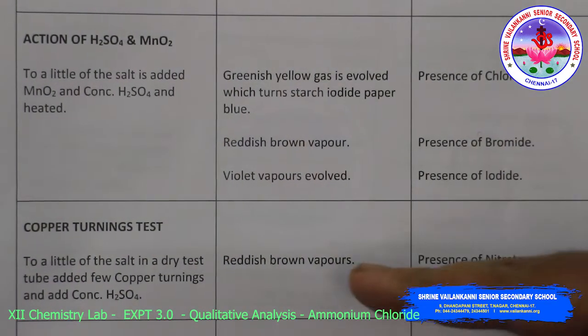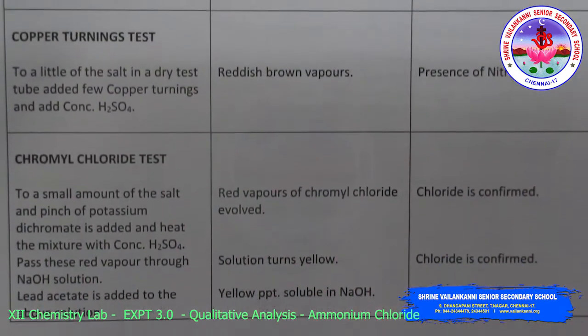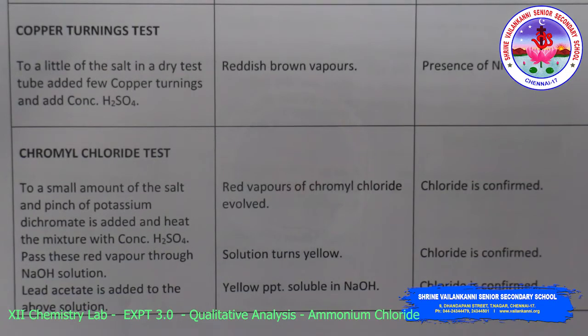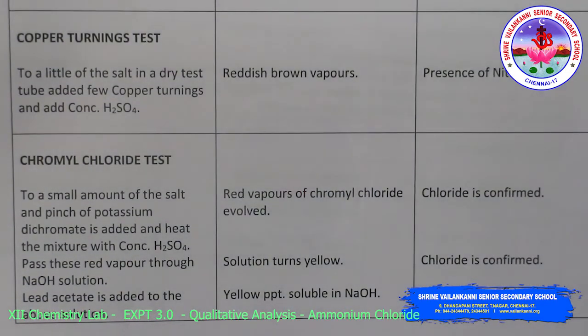Then the copper turning test. In the copper turning test, take the salt and add copper turnings, then add a few drops of concentrated H2SO4, the sulfuric acid. Reddish brown vapors mean the presence of nitrate.